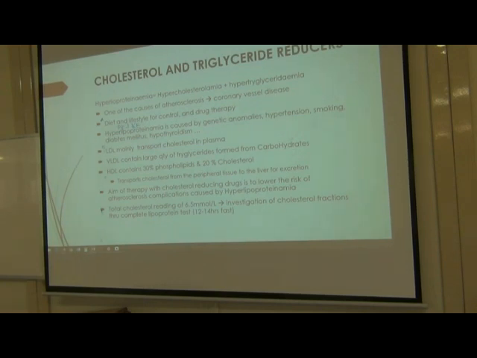When you read the text, you see a lot of hyper this and hyper that. So they cause coronary vessel disease. When you have hyper of your lipoproteins in the blood, it causes your coronary vessel disease. An example is your atherosclerosis. And it can be managed by lifestyle.